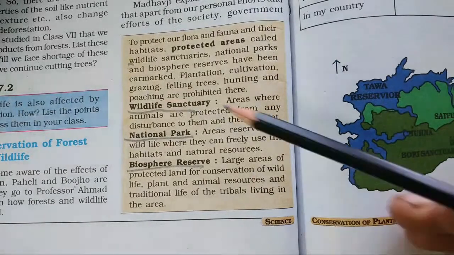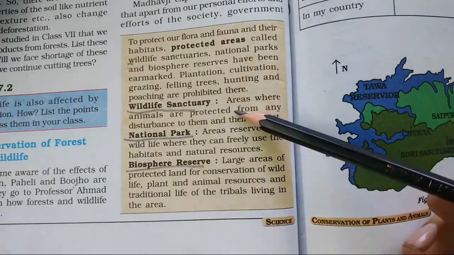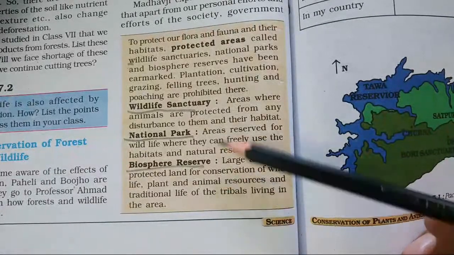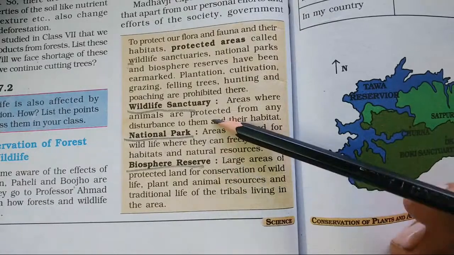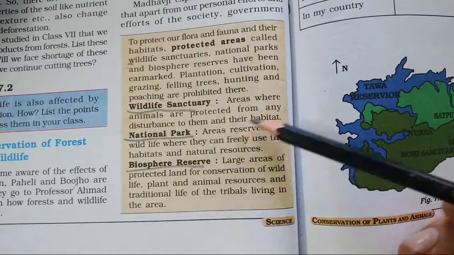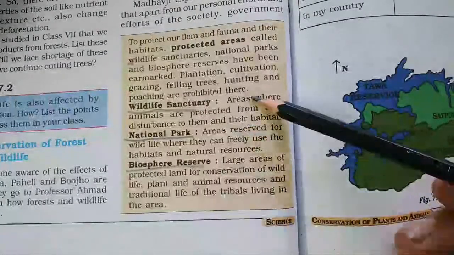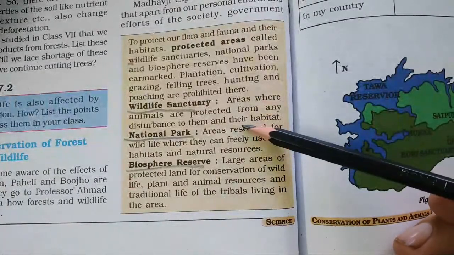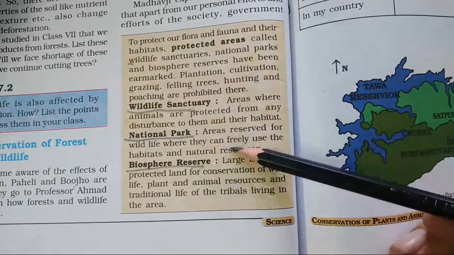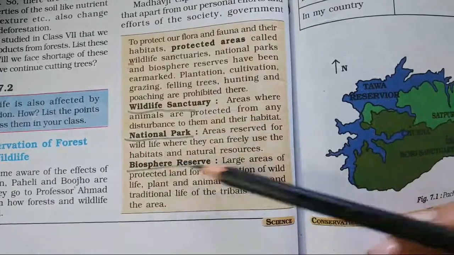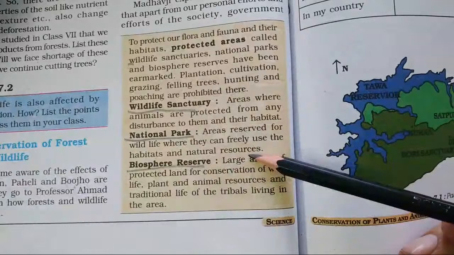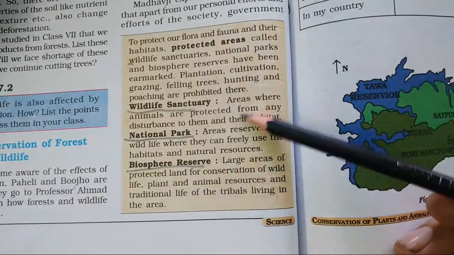So the first thing you have to understand is that among the wildlife sanctuary, the national park and the biosphere reserve, which is the smallest? The sanctuary is the smaller area, the area where animals are protected, so no one can kill them or disturb the animals. Then the next area is a bigger area, the national park, which is reserved for wildlife, and the animals can freely use the habitat and natural things. So this is a smaller area and this is a bigger area.